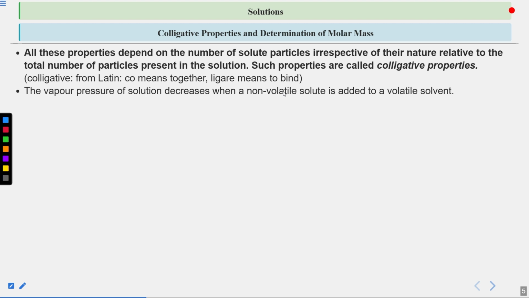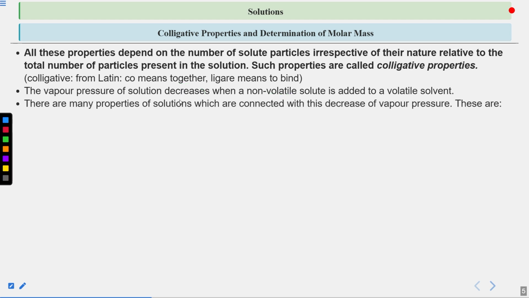First of all, what is the effect of adding a non-volatile solute to a solution? The result is that the vapor pressure of the solution decreases as soon as we add it. Due to this, many properties connected to the vapor pressure also decrease or increase as a result of the addition of non-volatile solute particles.